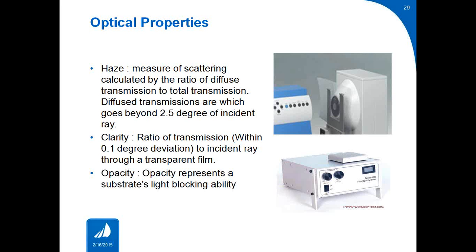What is clarity? Clarity applies to a highly transparent material: the amount of light that passes within a 0.1 degree deviation. For a high clarity material, if you send a straight beam of light, almost everything will cross this material. So that's clarity. And opacity is, per se, whether it is diffused, not diffused, gone into some other angle, scattered, the amount of total light energy passing through a material.